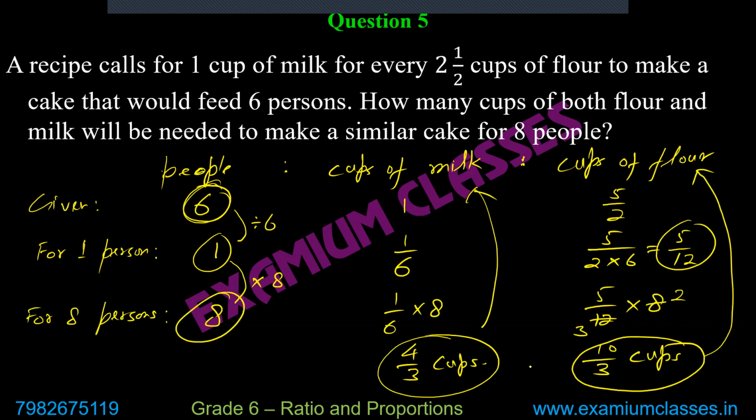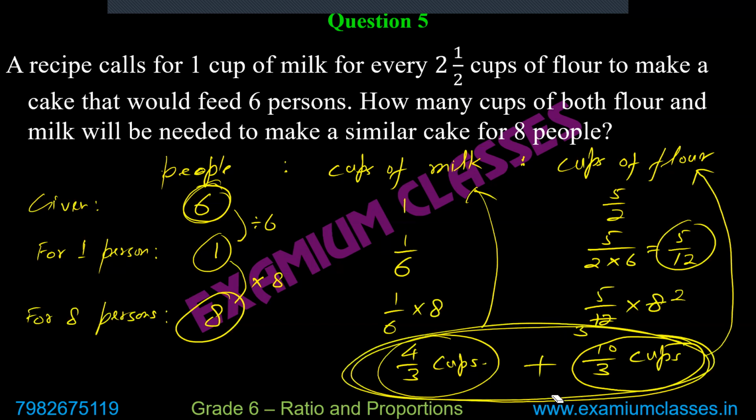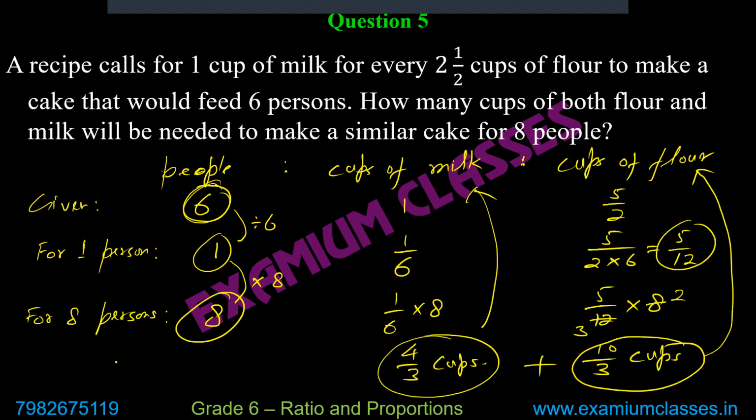Now, if you add these two, you should get the same answer, 14 divided by 3. And indeed, you get that. If you add milk and flour, you get 14 by 3. That is 4 and 2 by 3 cups, which was the answer earlier. So this is another very neat and clean way to get the answer.